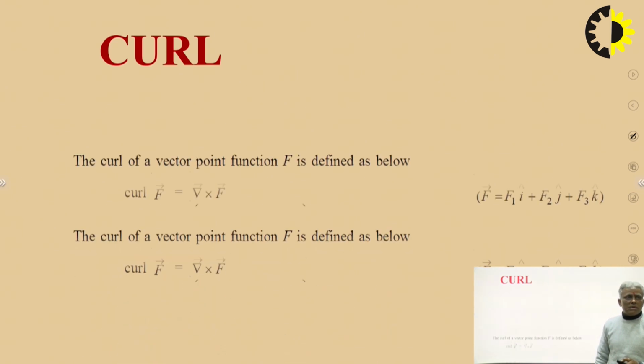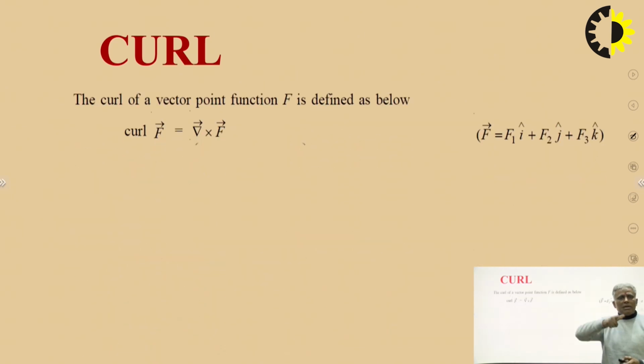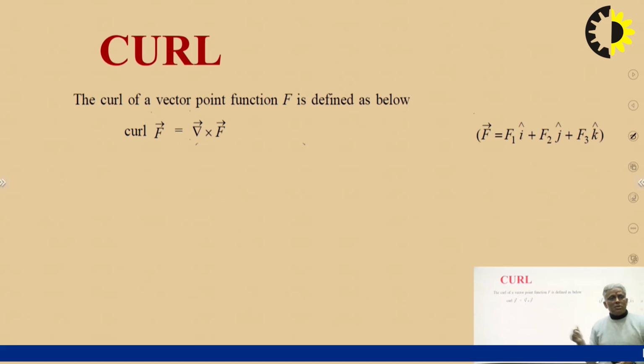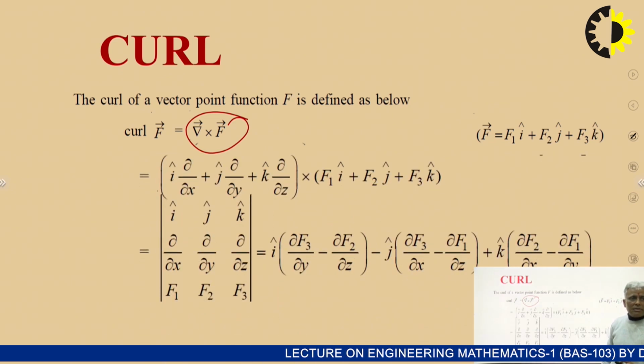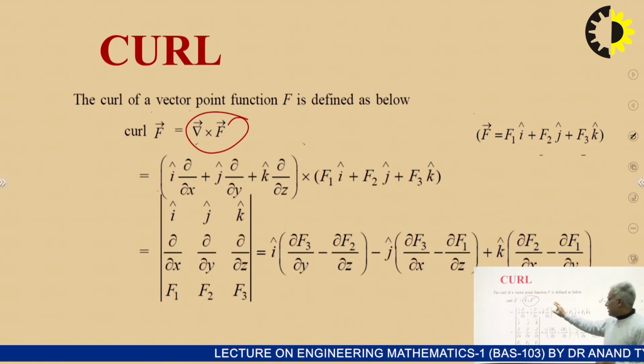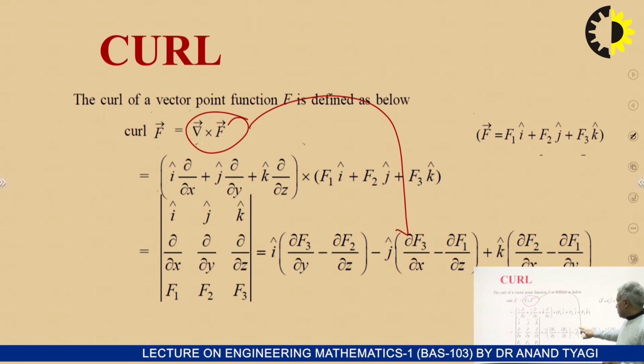And the next topic is the curl. What is the curl? Curl means rotation of a vector quantity. When we drive a screw, we apply force in the direction of the rotation, that is known as curl, rotation. That means motion of a particle in rotation is known as a curl quantity, and it is denoted and defined by curl F, which means del cross F. And after the calculation, we see that curl F is a vector quantity.